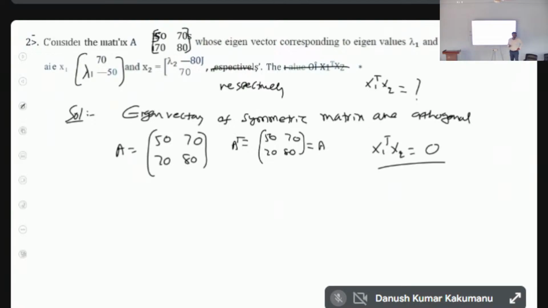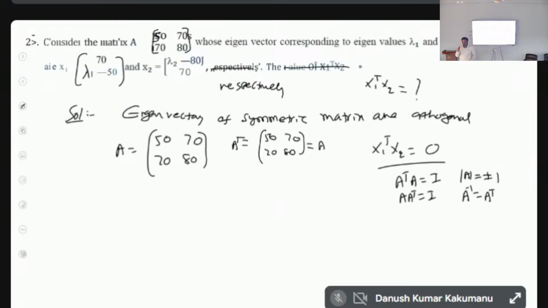Answer 0. Orthogonal vectors are different from an orthogonal matrix. The orthogonal matrix condition is A transpose A equals I, and A into A transpose equals I. The properties of an orthogonal matrix are determinant plus or minus 1, and A inverse is A transpose. That is different. The orthogonal vector condition is different: x1 transpose x2 equals 0.